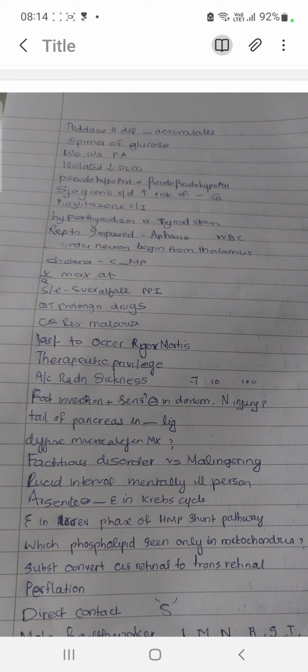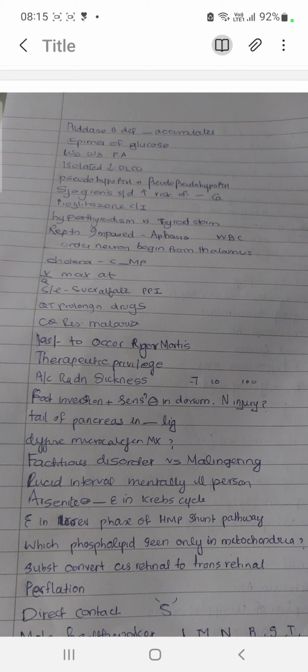Cyclic GMP, you have only one example, that is heat stable toxin of ETEC. Remember, if it was heat labile, it is cyclic AMP; heat stable, cyclic GMP. Ventilation perfusion ratio is maximum at apex.